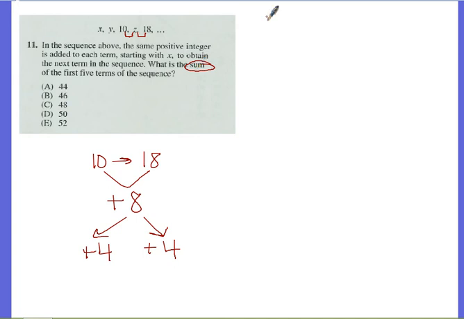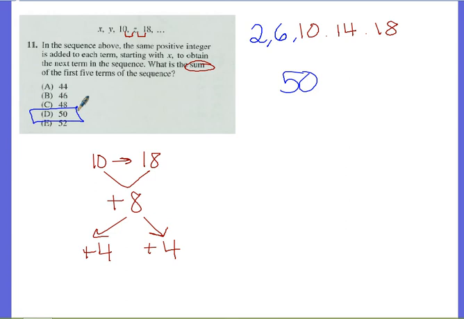So I know that 10, 14, 18 are the last 3 numbers, and going backwards, I would subtract 4, so this would be 6, and subtract 4, hopefully that's 2. Hopefully I got all the numbers right, and then all you're going to do is add 2 plus 6 plus 10 plus 14 plus 18, and we get 50. So the answer is D as in dog.